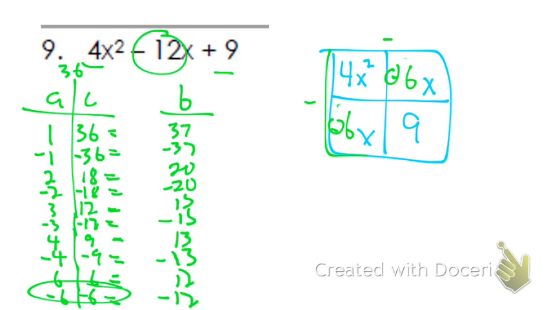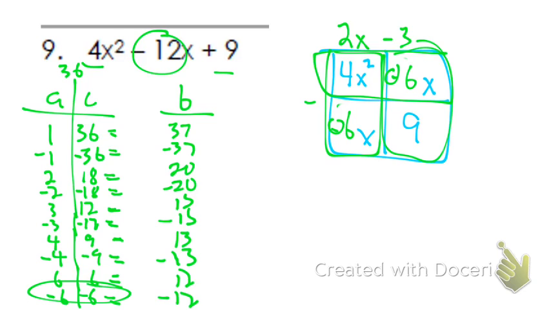Now we're going to look at the GCF of each row and each column. 4x squared and 6x. The largest thing that can divide both of those is a 2 when I look at the 4 and 6. So I have a 2. And then x squared and x have an x in common. Now I'm looking at 6 and 9. The largest thing that can divide both of those is 3. And since 6x is the only thing that has an x and 9 doesn't, this will be my GCF for that column.